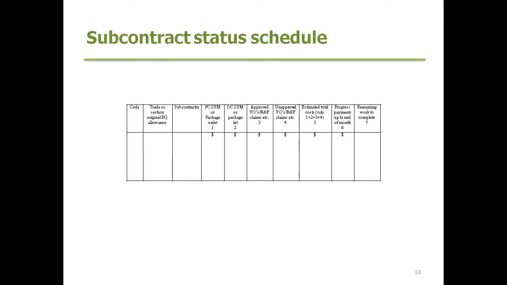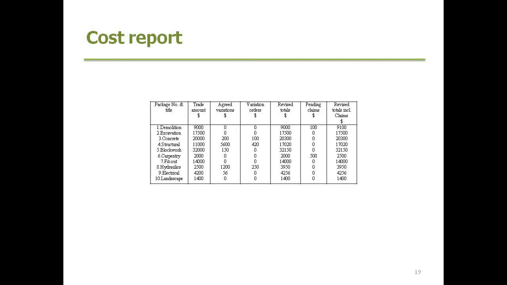For each individual subcontract and supplier, you also need to keep a record of what their individual accounts are going to be with you, and how any movement on those, whether it be variations or adjustments to provisional sums, is likely to impact on your final account with them as well. And a simple schedule like this can be very useful for that.